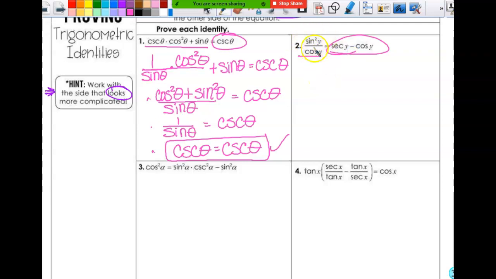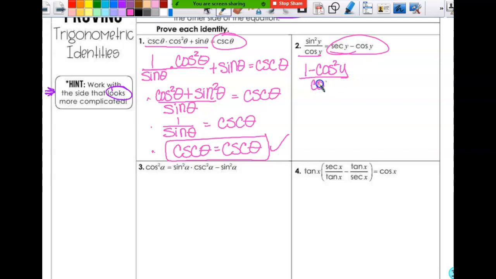this sine squared y, who wants to tell me what I can put in for sine squared y? Anybody? So I look at my Pythagorean identities. What could I put in for sine squared? Close. Look at it again. You're saying it backwards. Anybody? Look at your Pythagorean identities. What is sine squared equal? 1 minus. Thank you very much. Do you see why it's the other way around? Okay, very good.